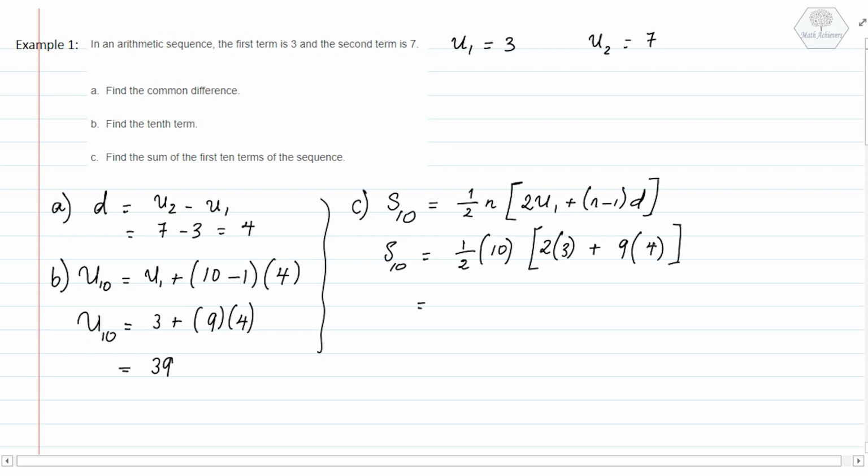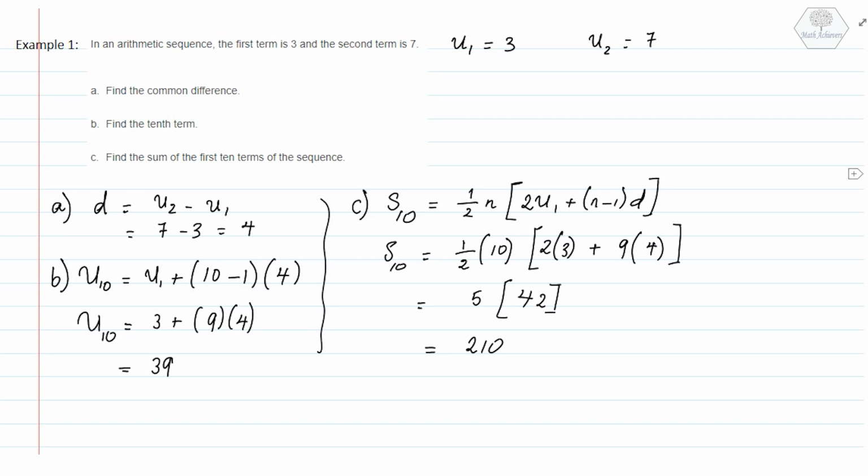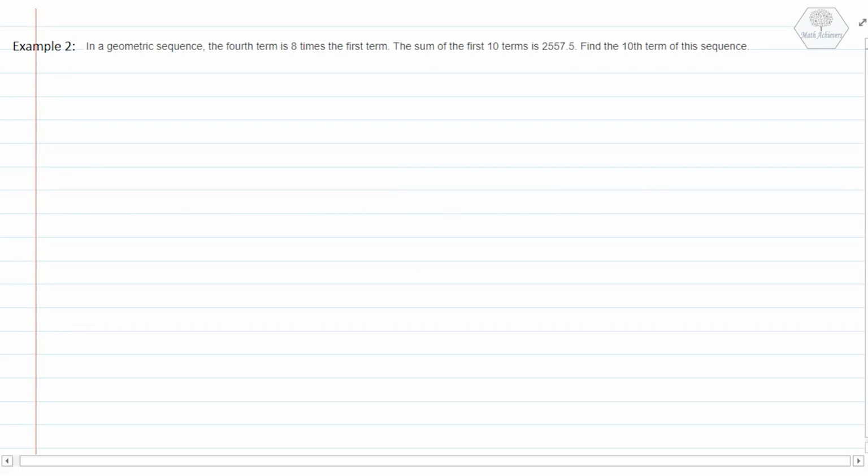So it is equal to 5 times 6 plus 36, which is 42, which is equal to 5 times 42, which is 210, as 5 times 40 is 200 and 5 times 2 is 10. This is the sum of the first 10 terms. This is for example 1 for the arithmetic sequence. We can go now to solve a question on a geometrical sequence. So example 2.